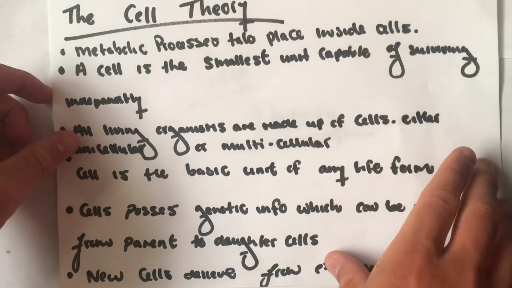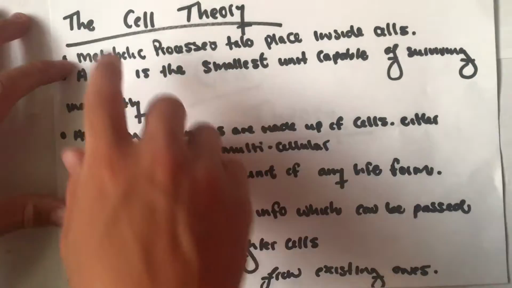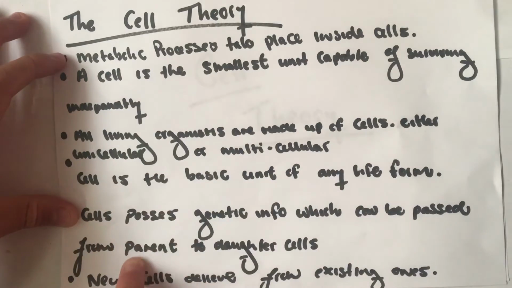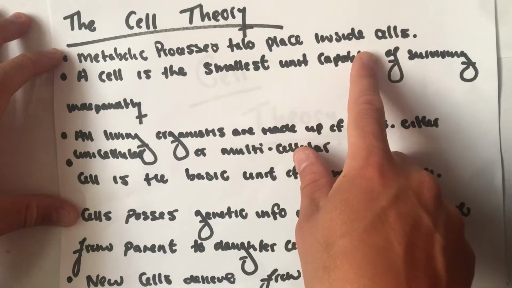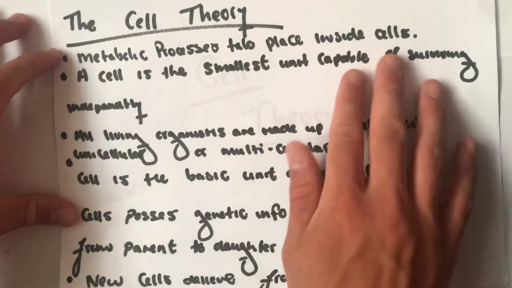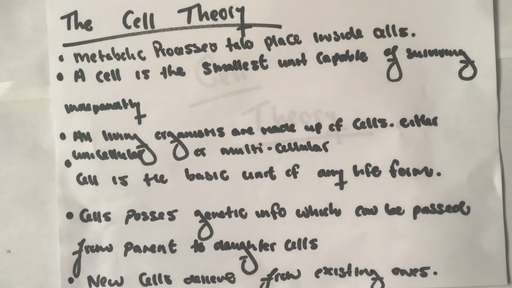So you can see that the cell theory is a bullet-pointed list of six different items that details all about cells. So firstly, metabolic processes take place inside cells. So metabolic processes are processes such as respiration that occur, or bodily reactions. So these usually take place inside the cytoplasm of cells, which is the liquid part of the cell that is the main part of the cell.